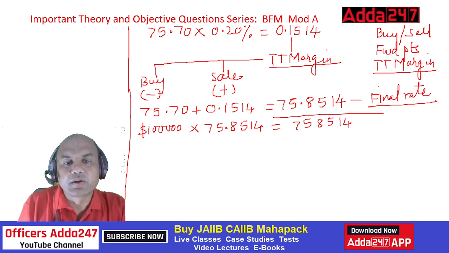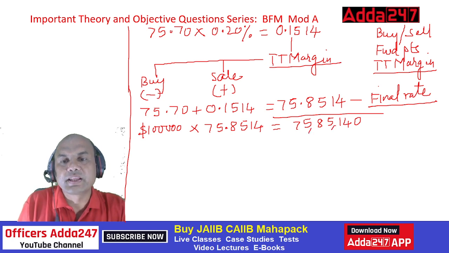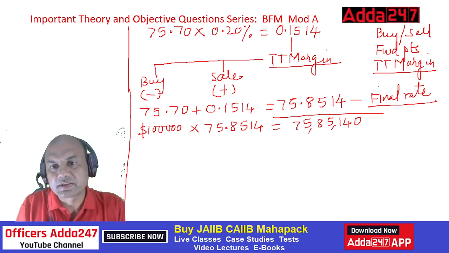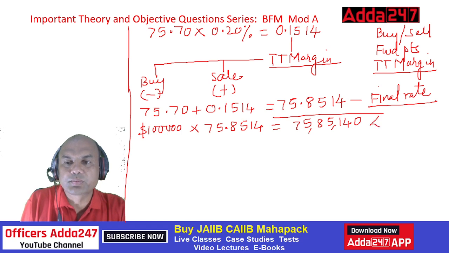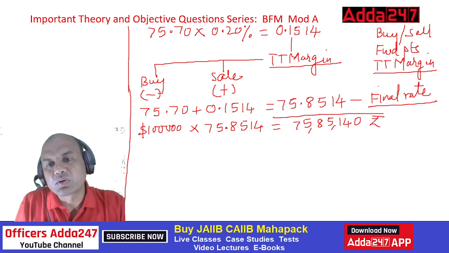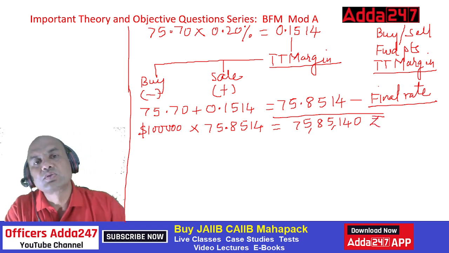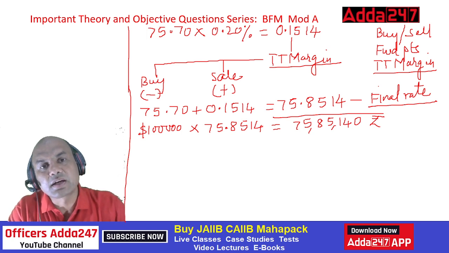75.8514, four zeros gone and one zero. So 75 lakhs 85,000 will be your answer in rupees. This will be in rupees. Now tell me, what do I do with these rupees? Should I debit that customer or should I credit that customer?